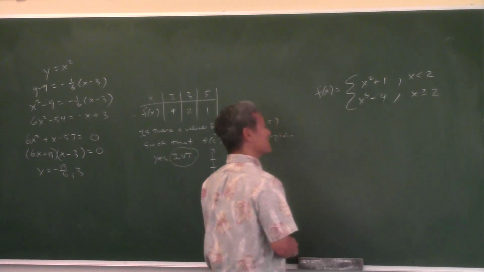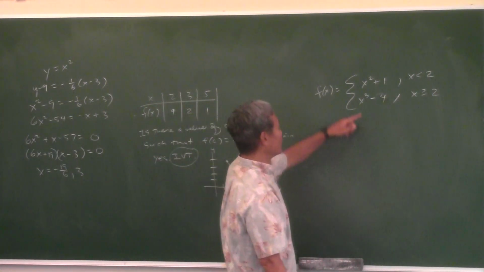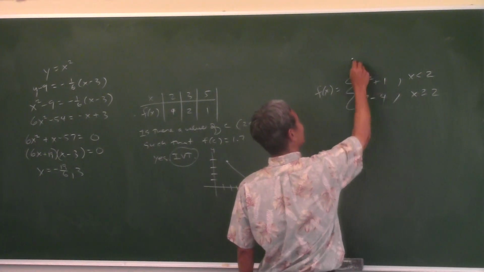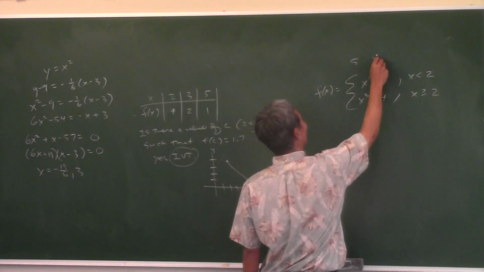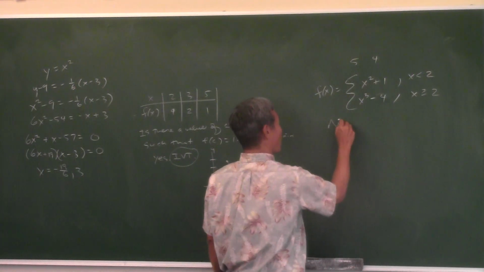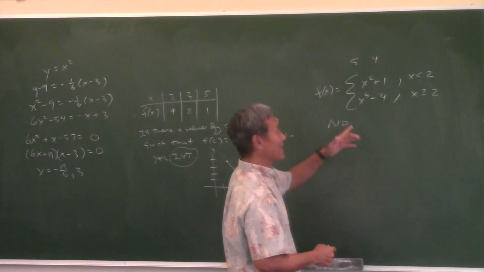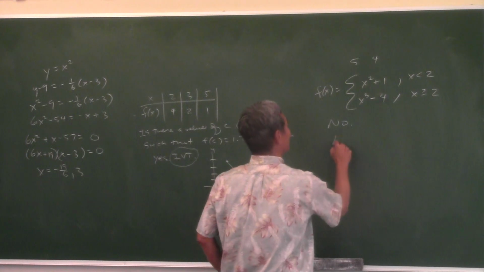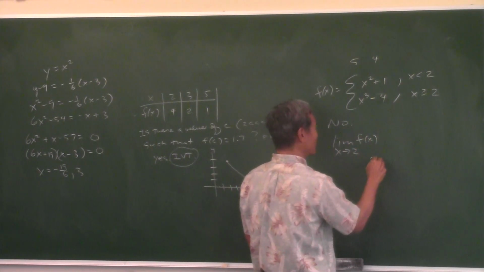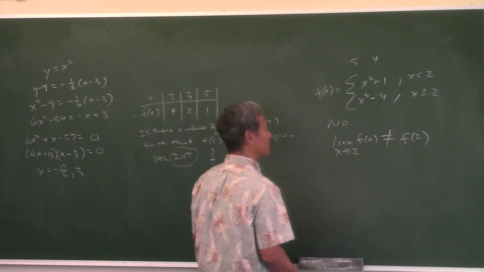Okay. Is this function continuous at x equals 2? No. How do you tell? If you plug in 2 here and 2 there, do you get the same number? No. If I plug in 2 here, you get 5. If you plug in 2 there, you get 4. No, so that means it goes like that, right? So the answer is no. Okay, then explain. Why is this function not continuous at x equals 2? Because the limit of this function as x approaches 2 is not equal to f of 2. Of course.